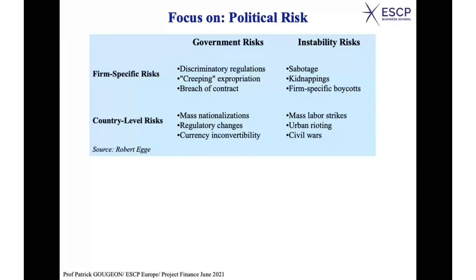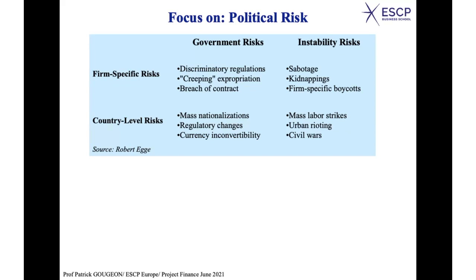Okay, so what do you have, for instance, in the first block? Firm-specific government risk, discriminatory regulation. The government might decide to have specific regulation concerning the activity of the project, and that would create a negative impact on the project. Creeping expropriation: if it's a PPP, it's a bit different because there is an agreement with the government, but some activities might be financed with project finance and be purely private. Then the government may want to take control of this private activity, and that is a risk also to be considered.